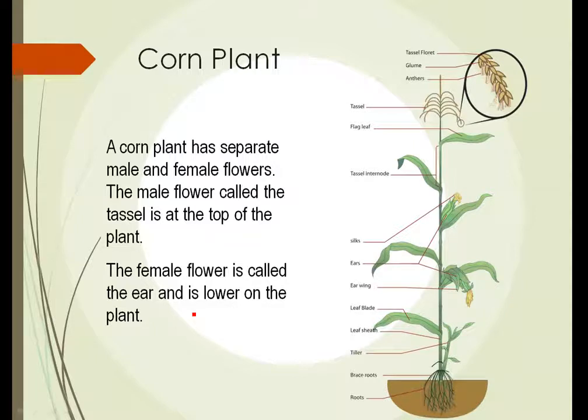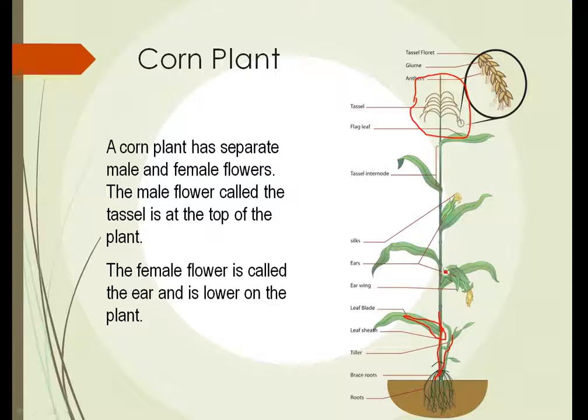A corn plant, notice the structure is a little different than a standard grass plant in that it tends to create a single tiller from the crown, though occasionally you'll get multiple tillers. The leaves still attach to the tiller, just like they do on your lawn grasses. An interesting thing about the corn plant is that it has separate male and female flowers. And the male flower, called the tassel, is at the top of the plant, up here.